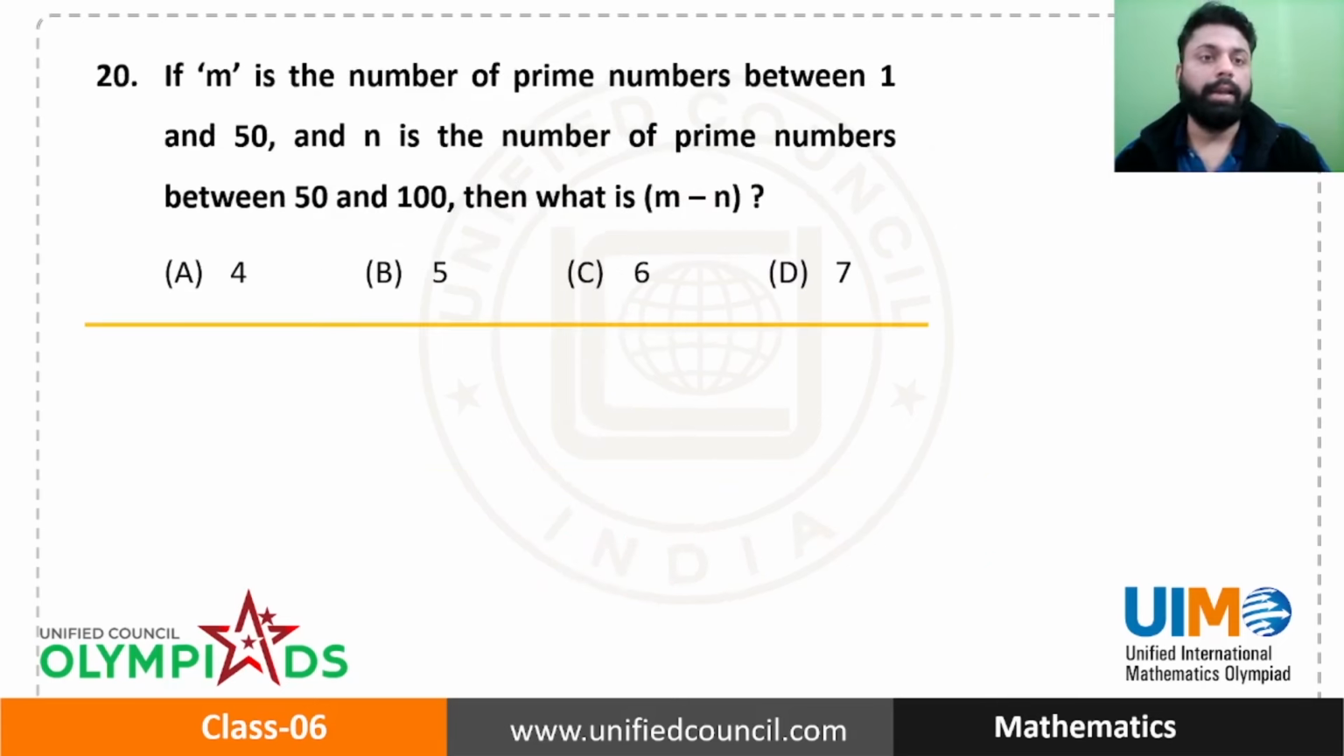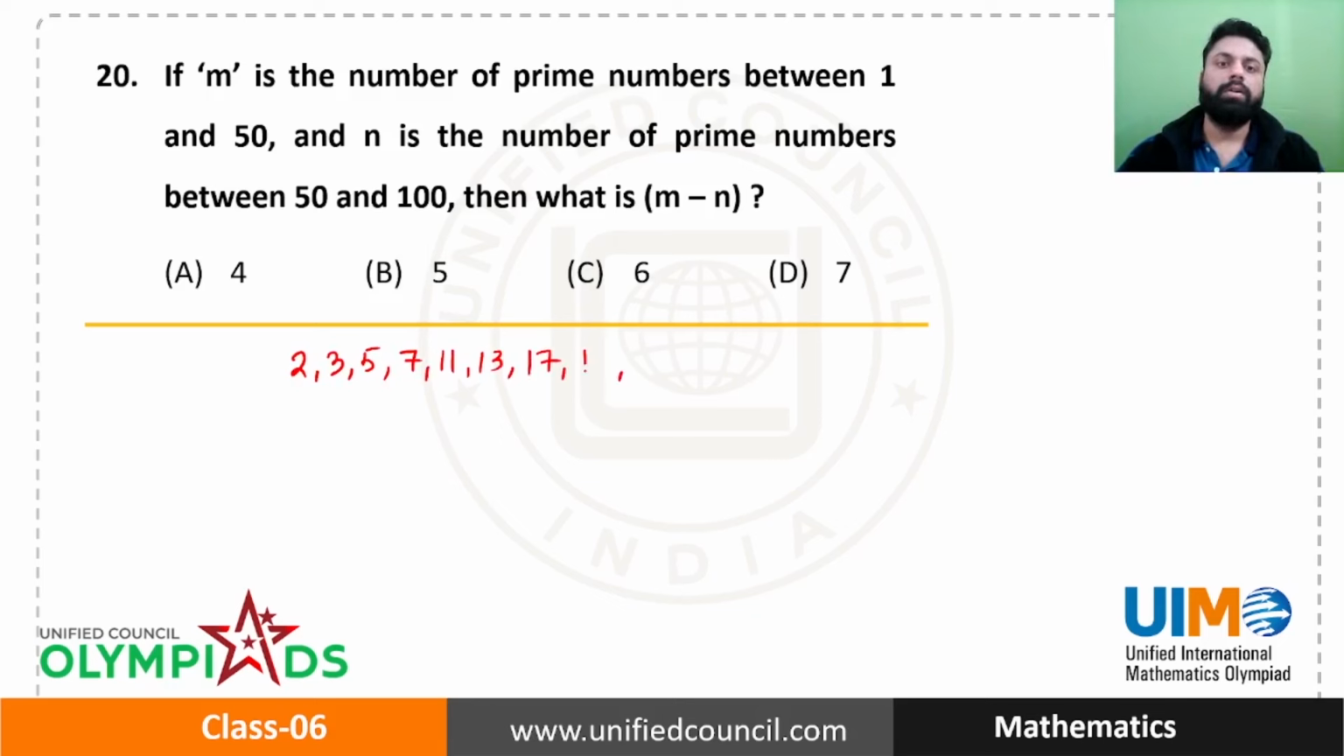Next one. If m is the number of prime numbers between 1 and 50. So first of all, 2, 3, 5, 7, 11, 13, then 17, then 19, then 23, 29, 31, then we have 37, then 41, then 43, then 47. These are the prime numbers between 1 and 50.